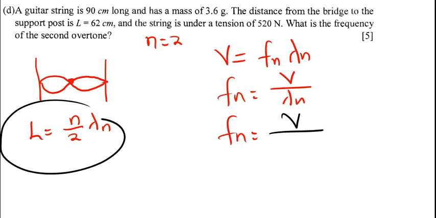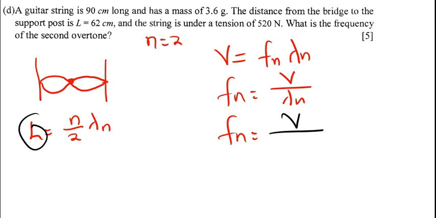Here now I can make lambda the subject of formula because I have this L. Now this L which we're talking about here is this L, because 90 centimeters is the one I'm going to use to find the linear density. I know that the speed of a wave on a string is given by the square root of the force divided by the linear density.